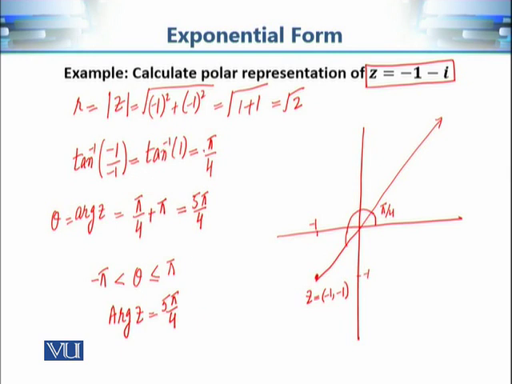Now if we are given r and the argument of z, the polar representation of this complex number becomes the following. So z is equal to square root 2 times cosine 5 pi by 4 plus iota sine 5 pi by 4.